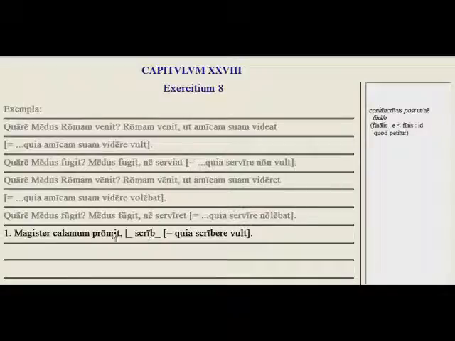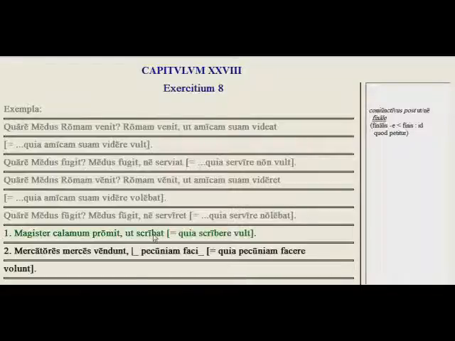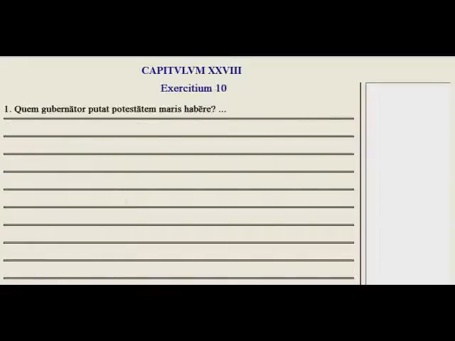So we want the purpose clause here, starting with ut, so that he could write. And here we want the present tense, not the imperfect subjunctive, which would be scriberet, but scribat, so that he could write. Now we're going to go past exercise 9 and jump to exercise 10. Do exercise 9 on your own.